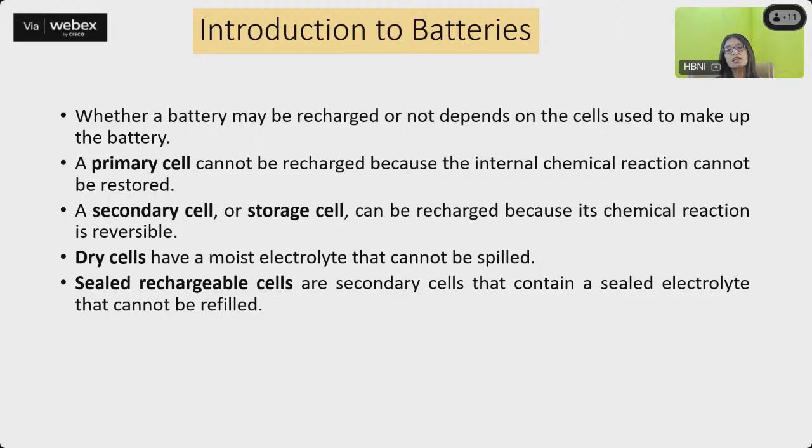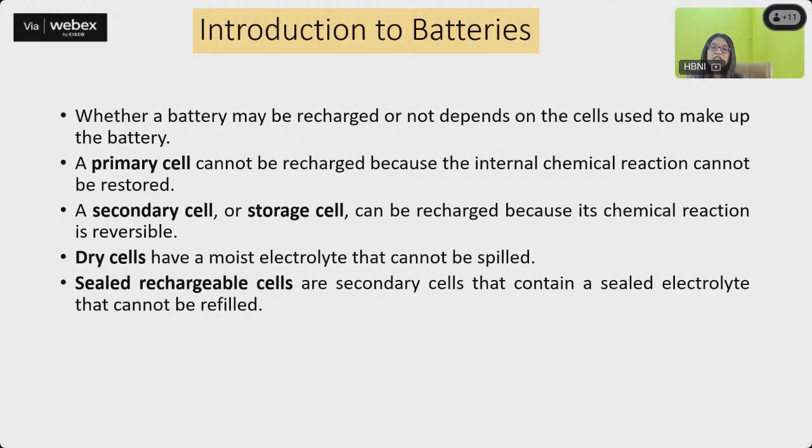So basically this is a rechargeable cell. Now, sometimes we use something known as dry cells. Please remember the dry cells have a moist electrolyte which cannot be spilled. And there is also something known as sealed rechargeable cells. These are secondary cells that contain a sealed electrolyte that cannot be refilled.